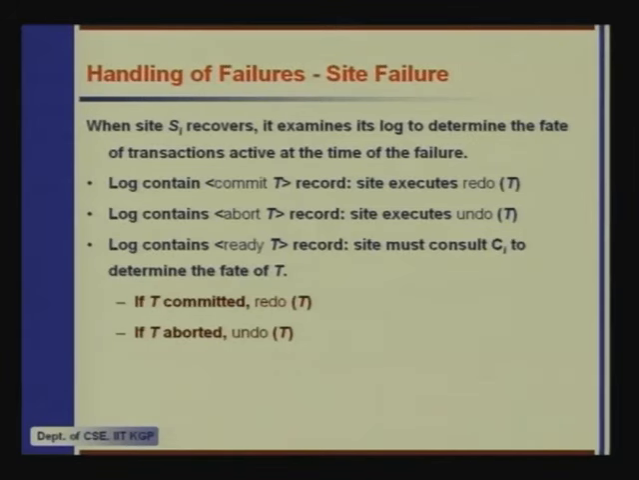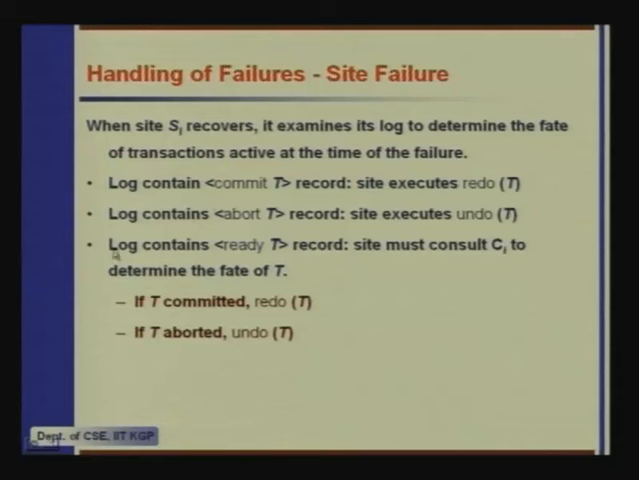If the log contains a commit T record, that means that the transaction coordinator had decided to commit the transaction, right. So, it must commit the local transaction also. So, it executes redo T. What is redo T? It looks at its log and redoes the part of the transaction that it was supposed to do, right, and from the log it copies it into the database. Clear?